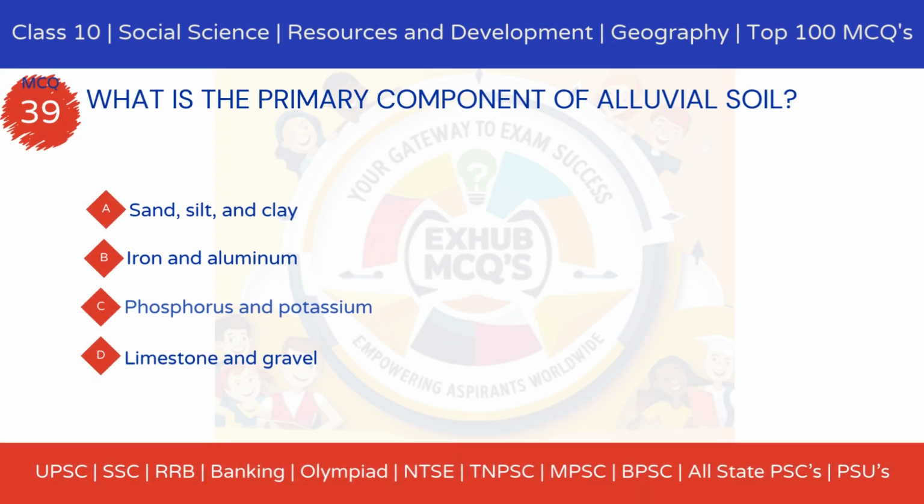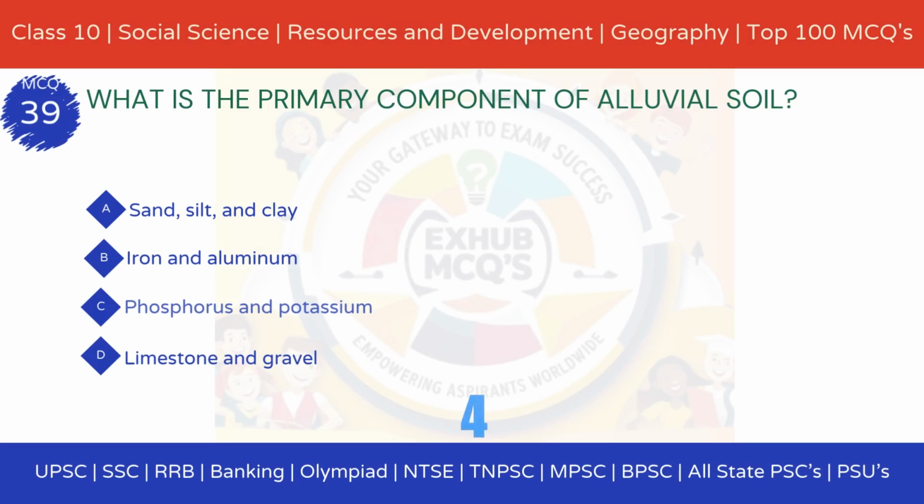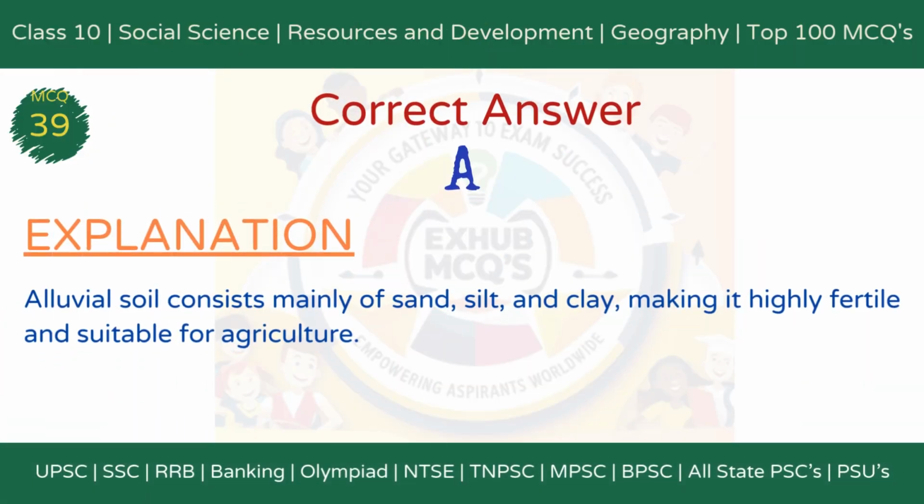MCQ39. What is the primary component of alluvial soil? Option A, sand, silt, and clay. Option B, iron and aluminum. Option C, phosphorus and potassium. Option D, limestone and gravel. The correct answer is option A, sand, silt, and clay. Explanation: Alluvial soil consists mainly of sand, silt, and clay, making it highly fertile and suitable for agriculture.